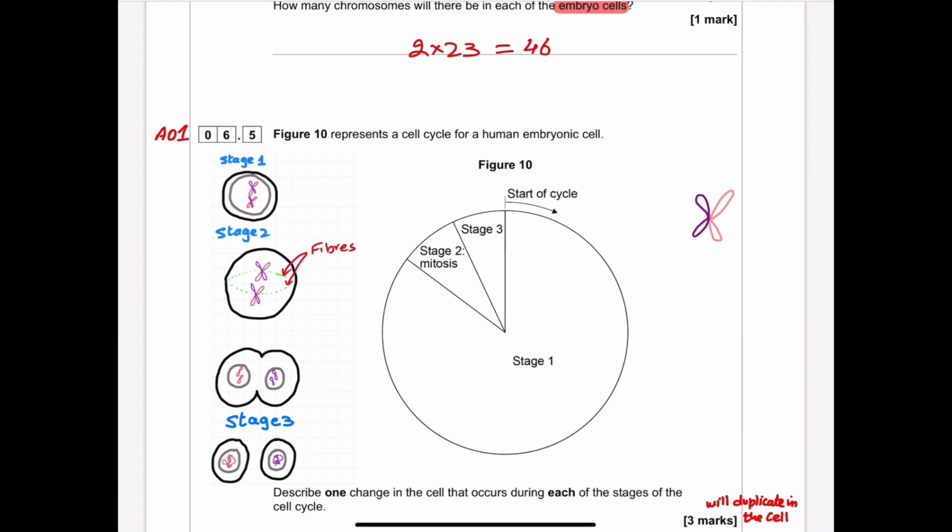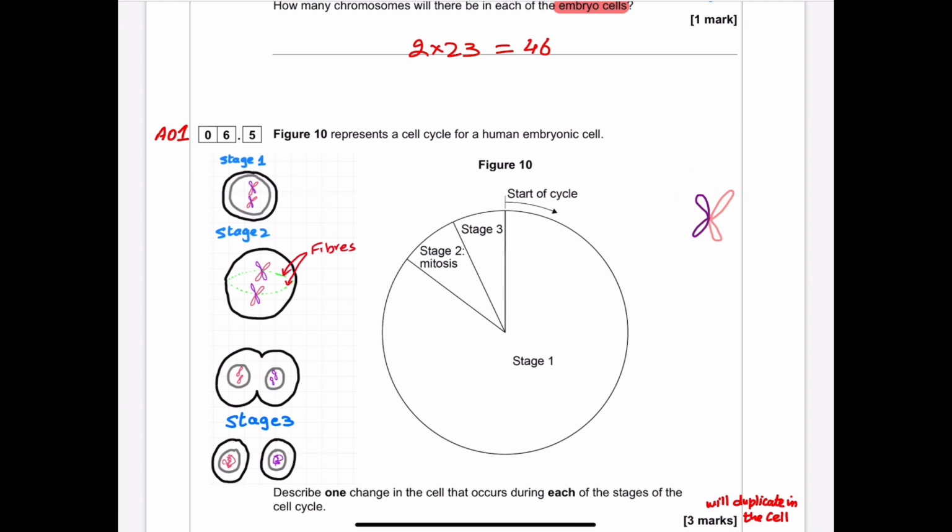Their number increases. Each chromosome will duplicate within the cell, which means each chromosome will make a copy of itself. Like if a chromosome is present here, it will make a copy of itself here. Stage number 2 is called mitosis.